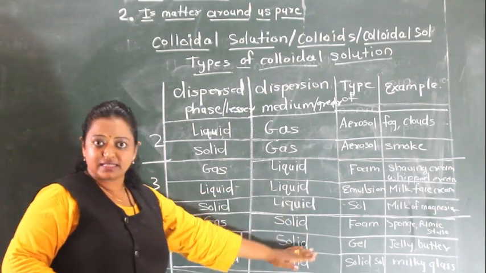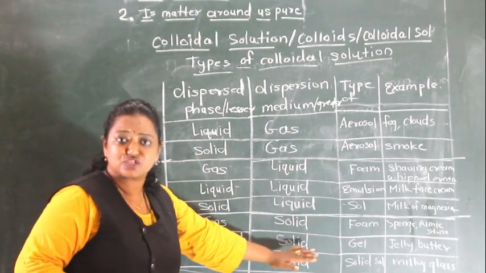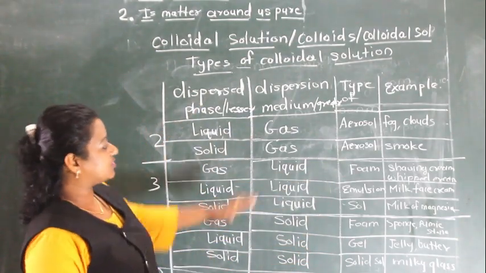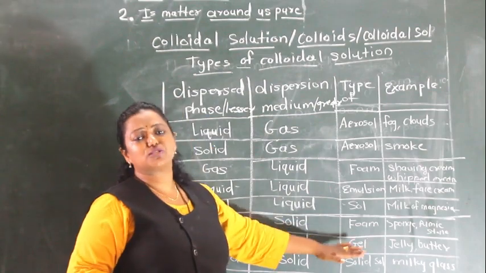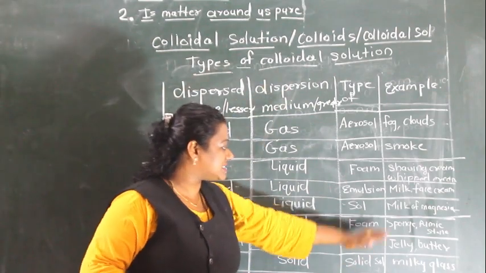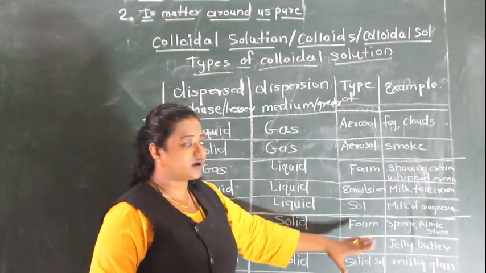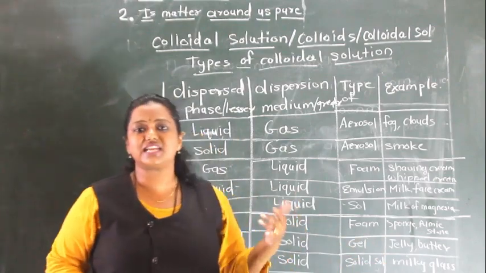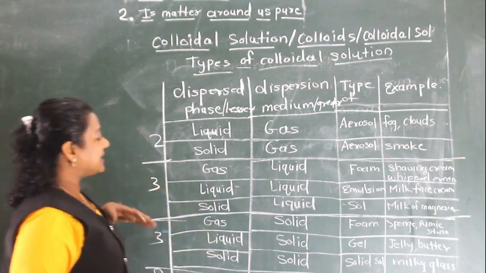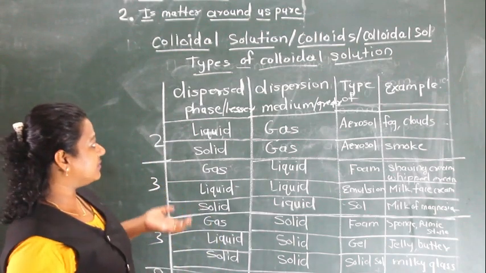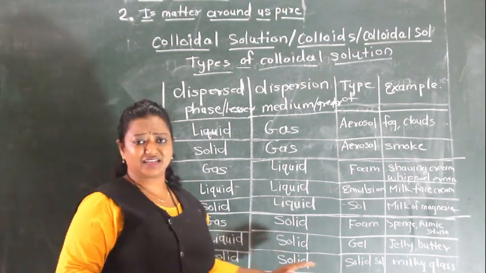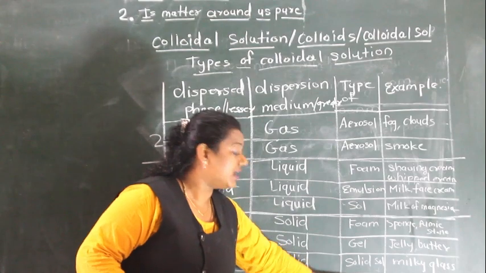That is, solid particles are more, meaning the dispersion medium is solid and the dispersed phase is liquid. Will you get it, students? This is the second type of solid colloidal solution, the solid-liquid type. This type of solution is called a gel, and examples are jelly, butter, curd, and various others you can give. And the last type of solid colloidal solution is solid plus solid. This is called a solid sol.